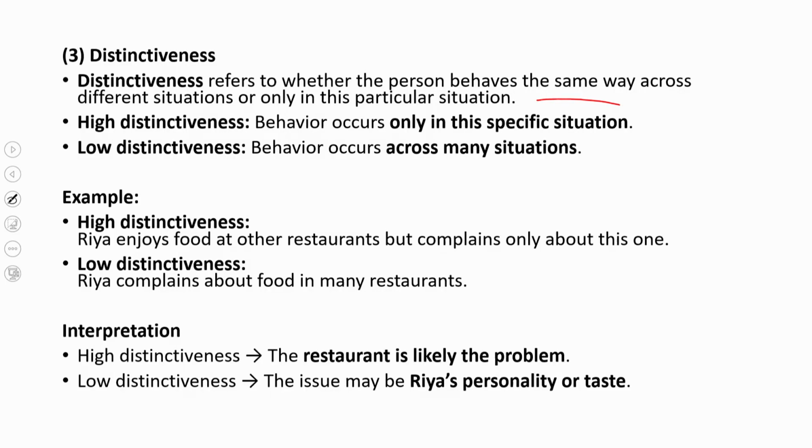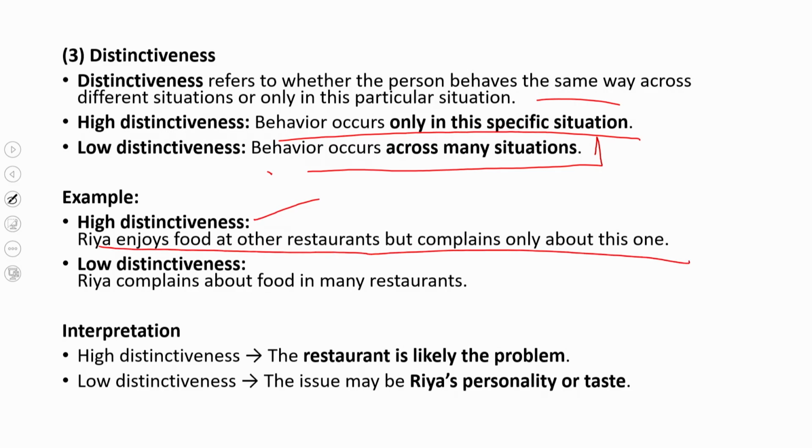And the last one, distinctiveness, refers to whether the person behaves the same way in other situations. High distinctiveness means the behavior occurs only in this situation and not in other situations. Low distinctiveness means the behavior occurs across many situations, so there is no distinctiveness. Example, high distinctiveness: Ria enjoys food at other restaurants, but complains only about this particular one, very distinctive. She is not complaining about other restaurants, but only about this. So, it is highly distinctive. Low distinctiveness means Ria complains about food in many restaurants, wherever she goes she complains about the food.